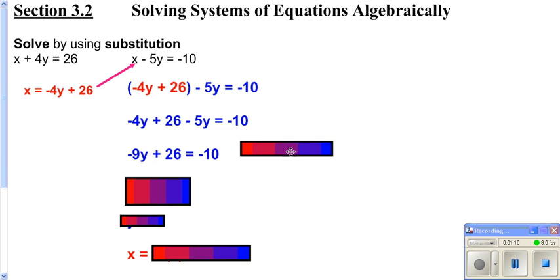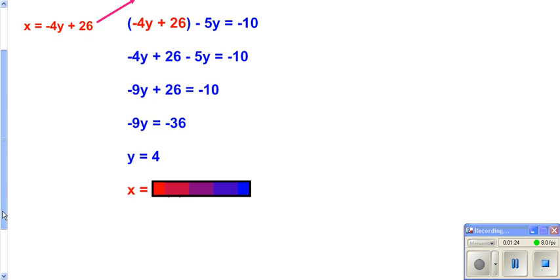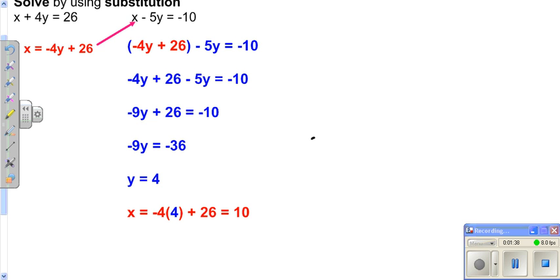So now we end up combining our y's together. They're on the same side, negative 9y. Subtract our 26 to get y by itself. Get rid of the negative 9 by dividing by negative 9. And we end up getting y to be 4. So now, let's go to this red equation right here. Plug in our y being 4. And it tells us then that our x is 10. So our answer then is the ordered pair of 10, 4. So we would know if we would graph these two lines, the two lines would cross at the point 10, 4.